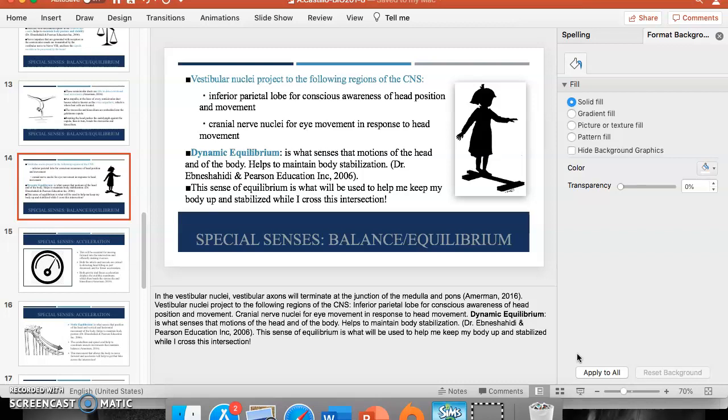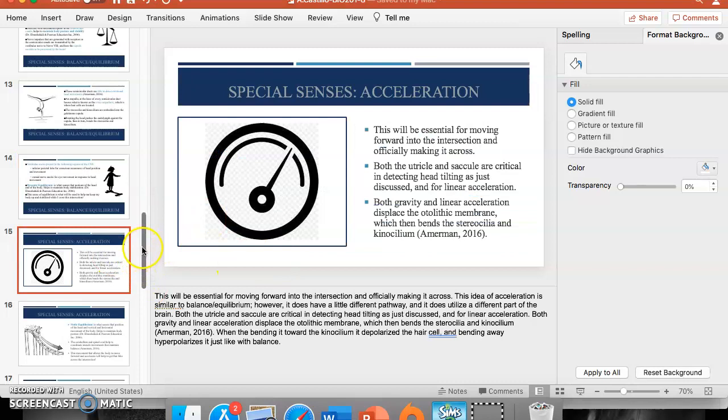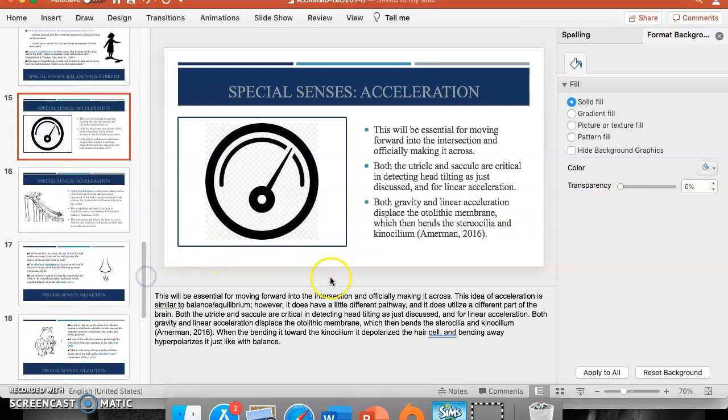I do not want to be falling in front of any cars or people. I need to get across safely, especially since it's foggy. So balance will be super important even when that visual sense is down a little bit. So moving on into the last special sense that I think will apply here is acceleration. And this will be essential for moving our body forward into the intersection with this bike to officially make it across.